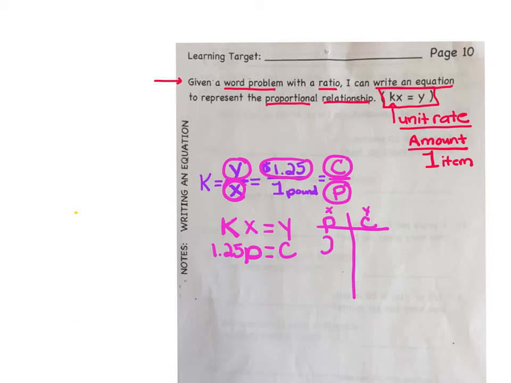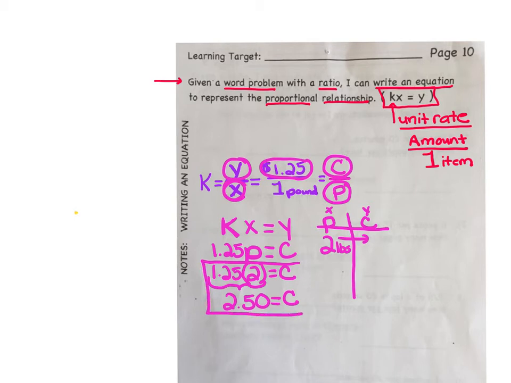Let's start with 2 pounds of candy and go this way. $1.25 a pound times 2 pounds of candy. What's the cost? Well, if we multiply, we see the cost is $2.50. C is equal to $2.50. That's the cost of purchasing 2 pounds of candy.